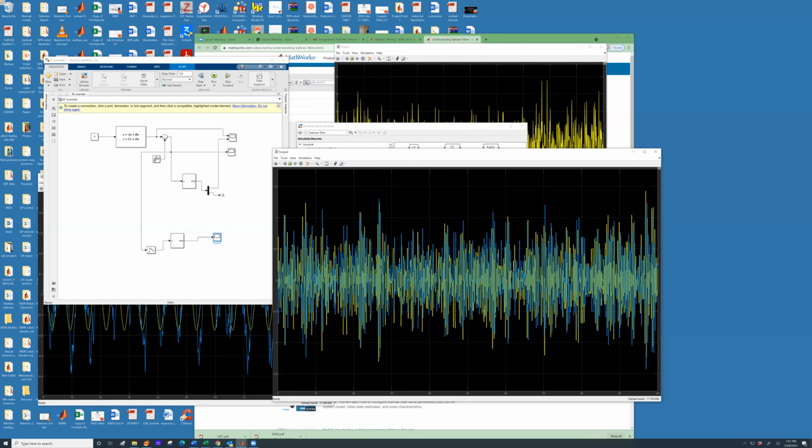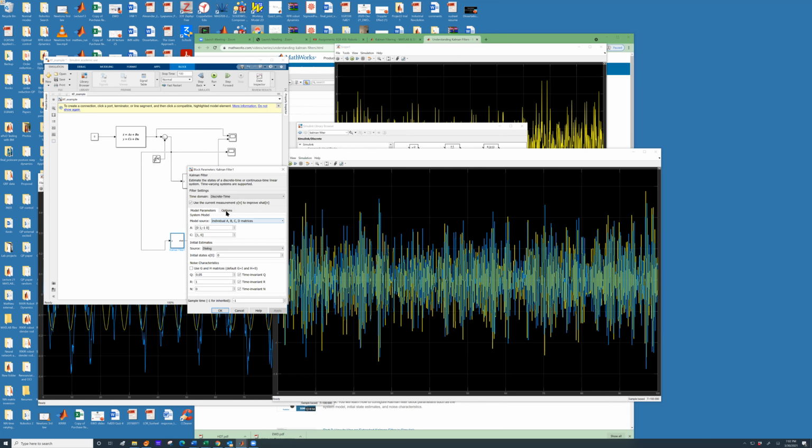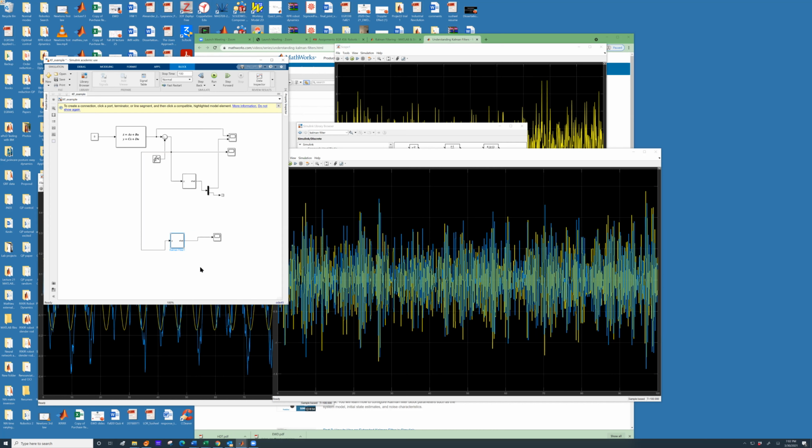Now you will see that these are actually points. This is not a continuous signal. That's why you have a lot of variation, because these are now points. So this is like a discrete approximation of the continuous signal. So there are two ways to do this. Either you can add a zero order hold, convert the continuous system into a discrete system, or just go back, take the Kalman filter block and use a continuous time Kalman filter. And you can run.